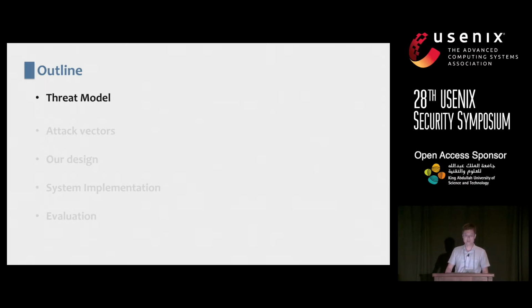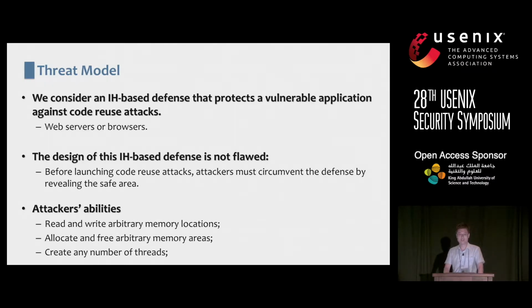Next we will give the threat model of our work. We consider an IH-based defense that protects a vulnerable application against code reuse attacks, such as web servers or browsers. The design of this IH-based defense is not flawed. Before launching code reuse attacks, attackers must compromise the defense by revealing the safe area. Attackers have three abilities. First is to read and write arbitrary memory locations. The second is to allocate and free arbitrary memory areas. The last is to create any number of threads.